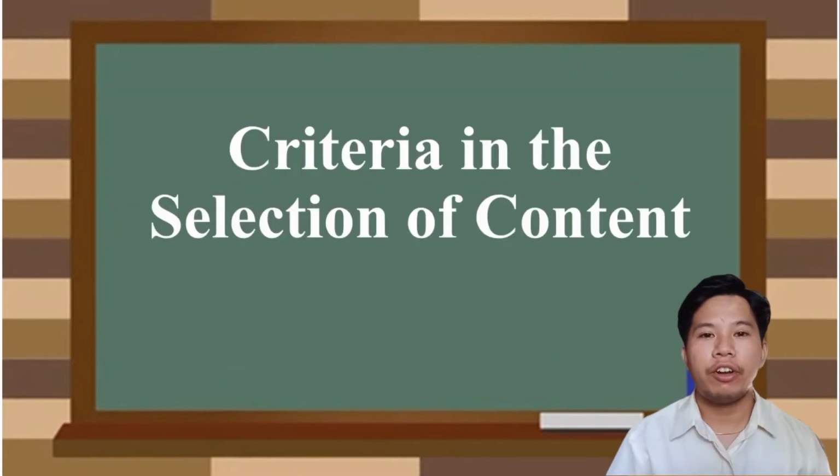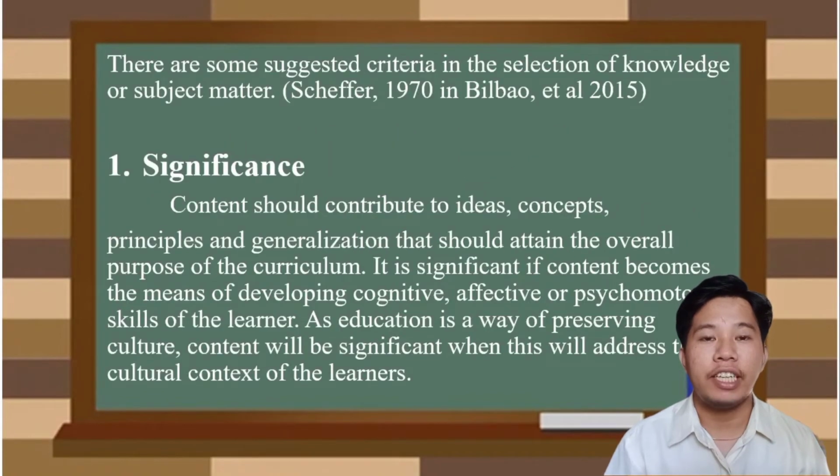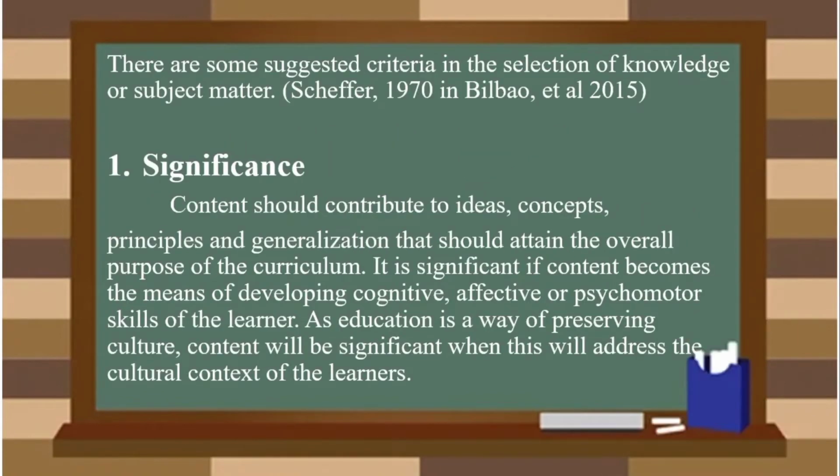So we come now to the criteria in the selection of content. The first is significance. Content should contribute to ideas, concepts, principles, and generalizations that should attain the overall purpose of the curriculum. It is significant if content becomes the means of developing cognitive, affective, or psychomotor skills of the learner.